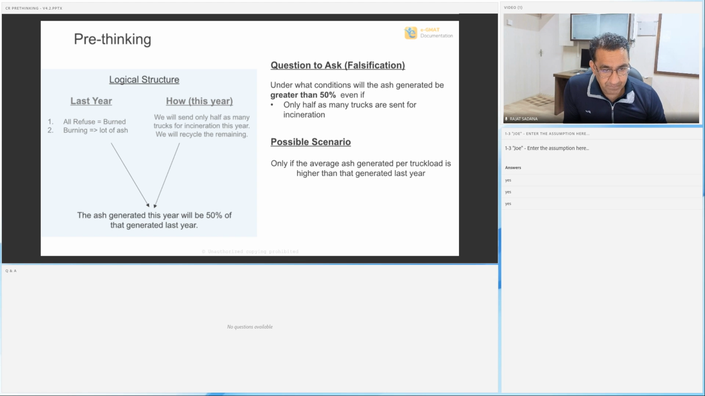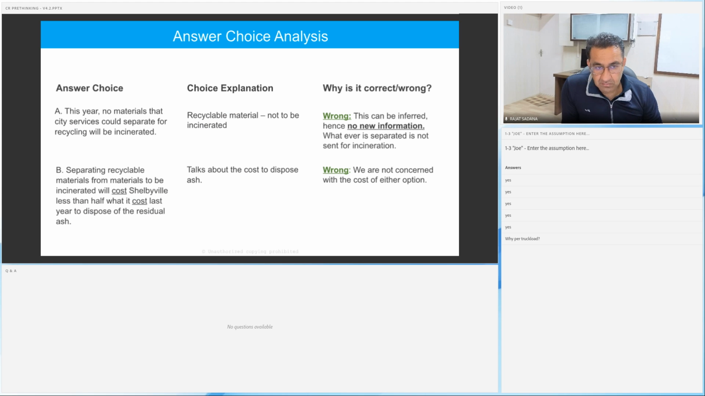Okay. If that's there, then what's my assumption? The ash per truckload is going to be similar or lower than what it was last year. Why per truckload? Because we are only sending half as many truckloads or half as many trucks, ash per truck or per truckload is the same thing. Is that clear?